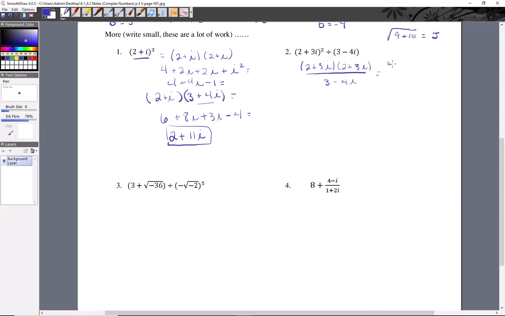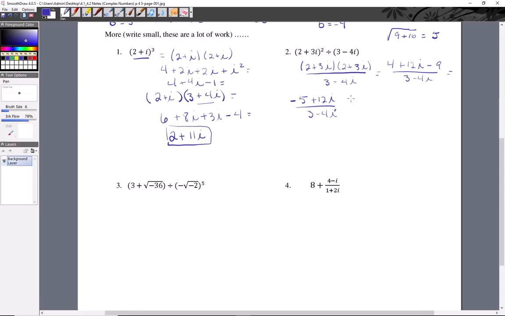So 2 times 2 is 4. And then 2 times 3i is 6i, plus 3i times 2 is another 6i. So that's plus 12i. And then 3i times 3i is plus 9i squared, which is minus 9. And that's going to be all over 3 minus 4i. So let's go back over here. That's going to be negative 5 plus 12i divided by 3 minus 4i. All right, now it's the division part.